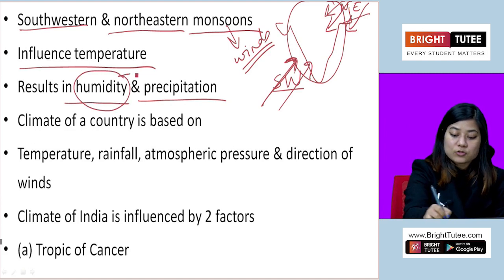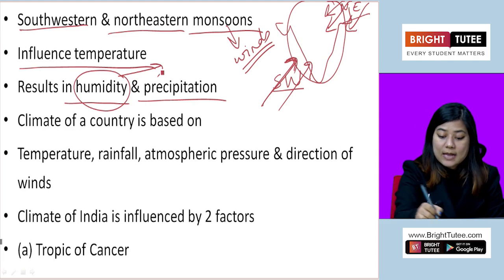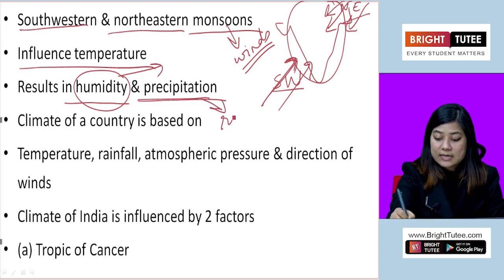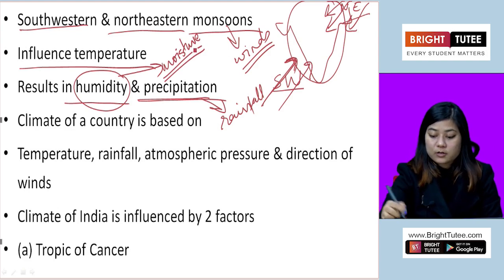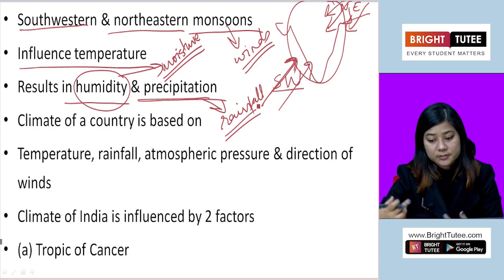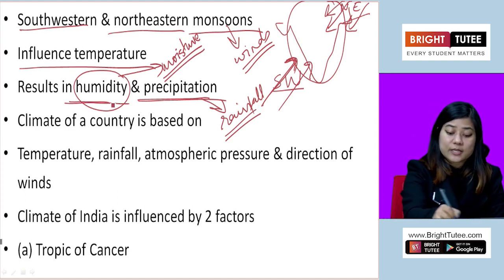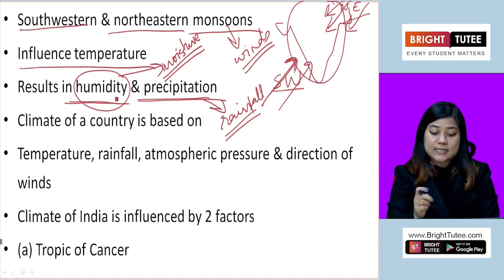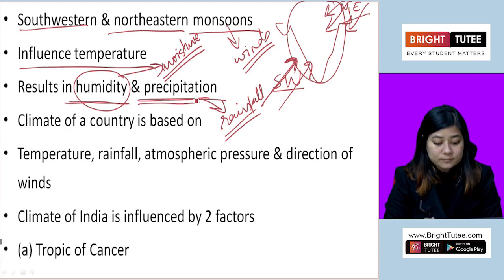Humidity is the amount of water that our atmosphere can absorb, and precipitation is rainfall. Humidity is moisture that the atmosphere absorbs. So because of this wind blowing from a certain direction, it influences the temperature, and that results in the humidity, how humid it gets, and also how much rainfall certain areas receive.